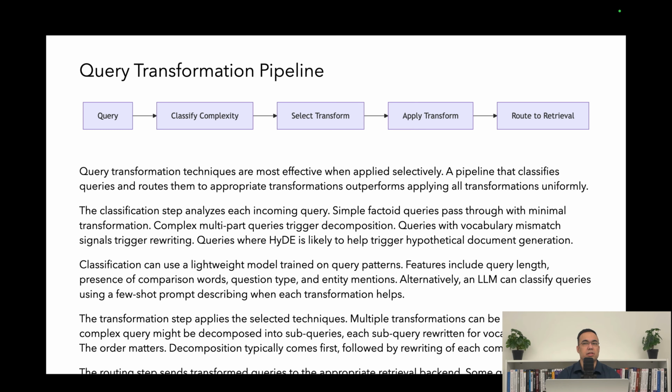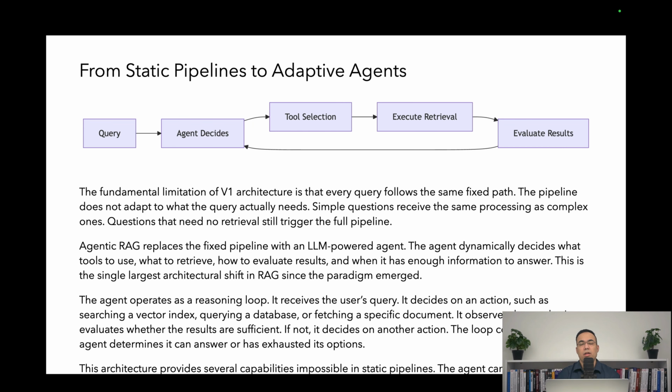Now let's move to the Agentic RAG, which represents the biggest architectural shift in this video. Let's talk about moving from static pipelines to adaptive agents. The fundamental limitation of V1 architecture is that every query follows the same fixed path. The pipeline does not adapt to what the query actually needs. Simple questions receive the same processing as complex ones. Questions that need no retrieval still trigger the full pipeline.